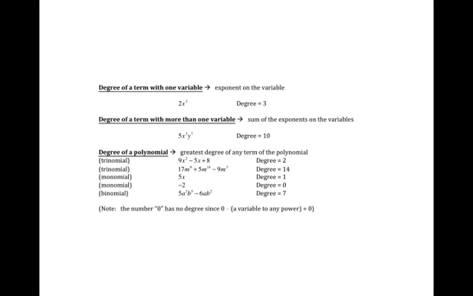Okay, remember if you just have one term, the degree is going to be the exponent of the variable. If you have more than one variable in that term, it's going to be the sum of the exponents of the variables. And if you've got a polynomial, the degree of the polynomial is going to be the same as the greatest degree of any of the terms. So you just find the degree of all the terms, and the biggest degree there gives you the degree of the polynomial. Most numbers have a degree of 0, except for 0. It has no degree.